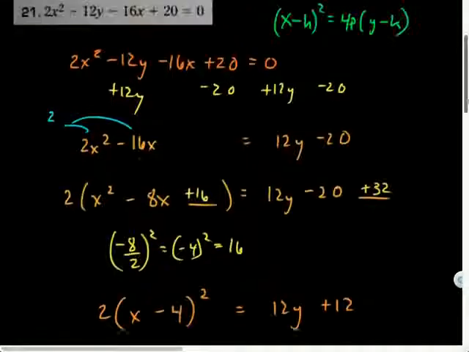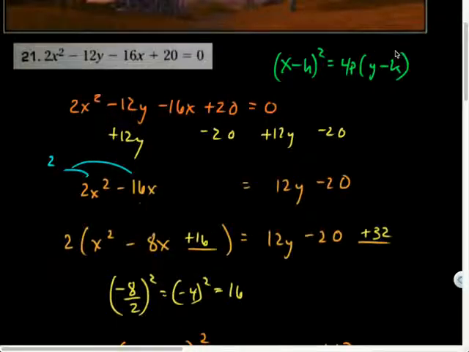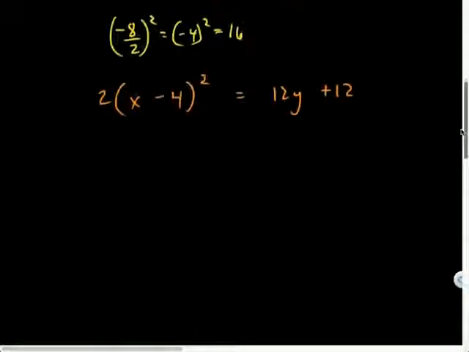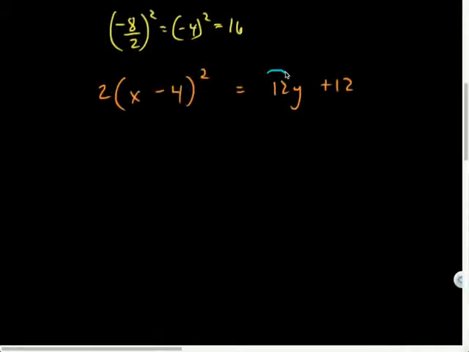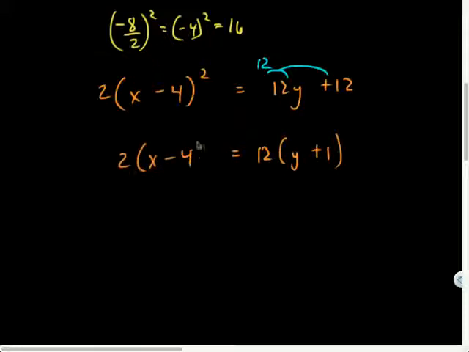One of the things I want to point out is that notice that in the parentheses for the y, the leading coefficient is 1. So similar to what I just did earlier on the left-hand side, I'm going to have to factor out whatever my leading coefficient is on the right-hand side. So I'm going to factor out a 12. So I'll get 12 times y plus 1, right, equals 2 times x minus 4 all squared.